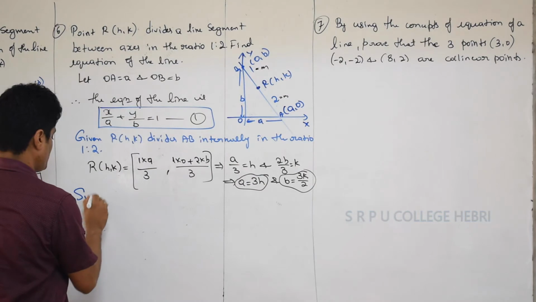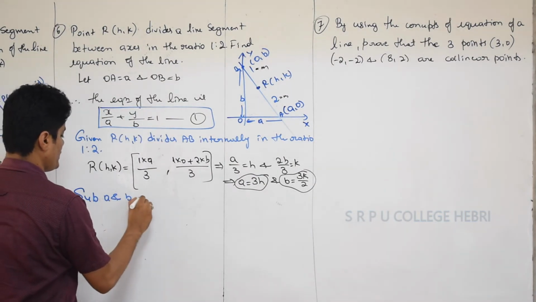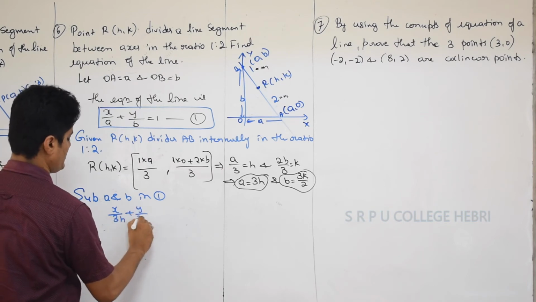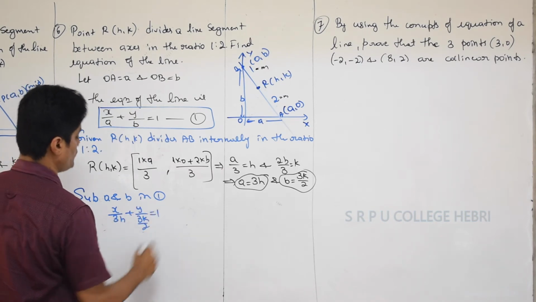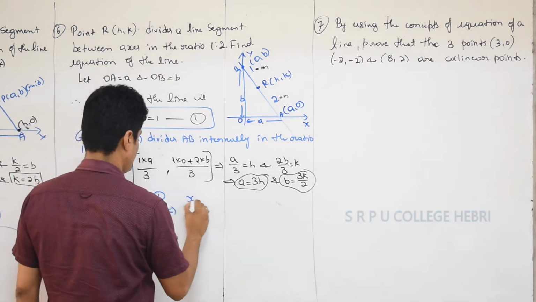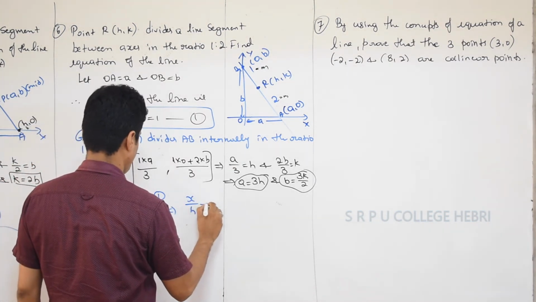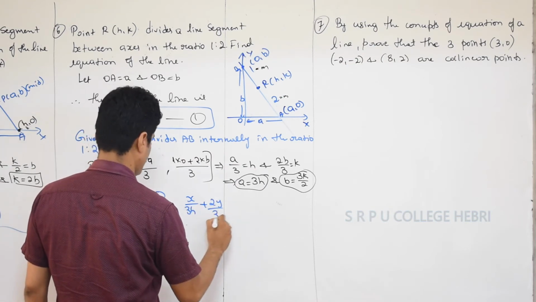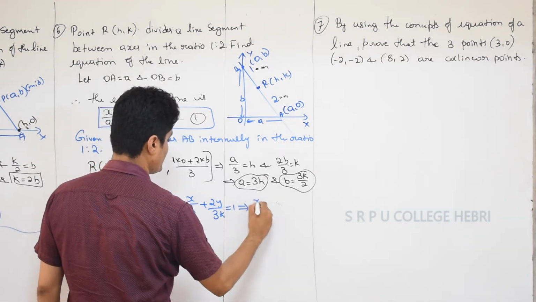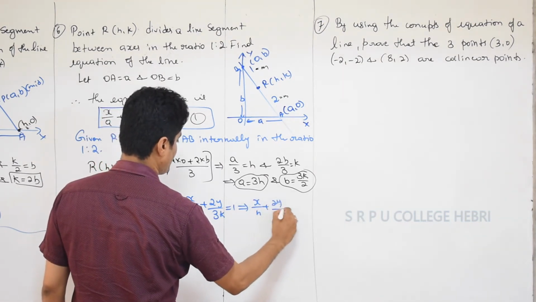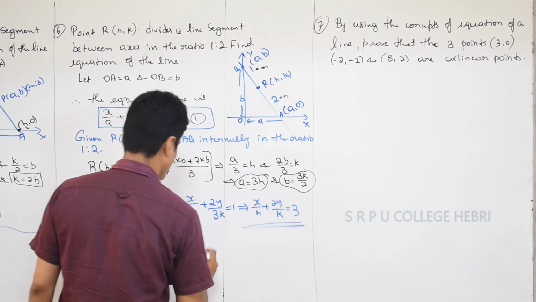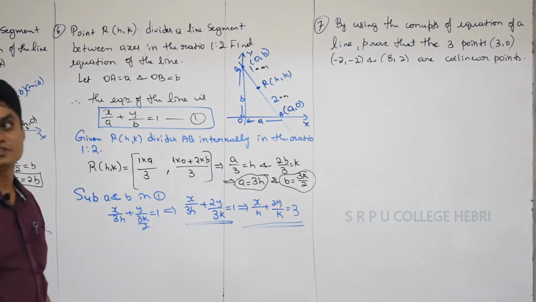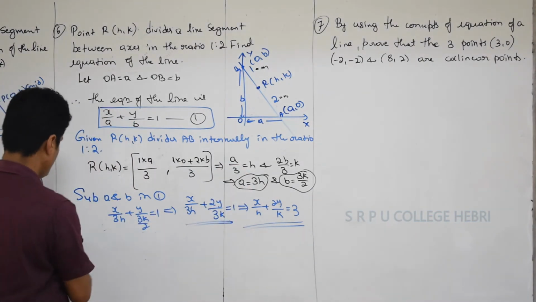Okay, so substitute a and b in 1. In both, x by a is equal to 3h, y by 3k by 2 is equal to 1, and this implies x by h plus 2y by 3k divided by 2y by 3k is equal to 1, and this implies x by h plus 2y by k is equal to 3. You can continue here also, or you can keep this answer like this, or you can keep it in ax plus by plus c is equal to 0 form also. Okay, so this will be the final answer.